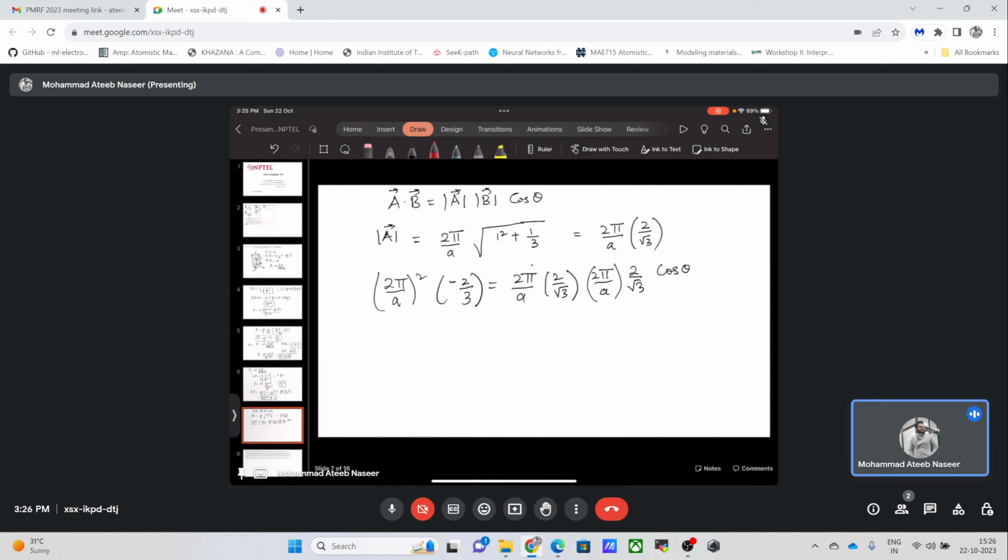The 2 pi by a factors will cancel. The root 3 will go with the 3, one 2 will go with another 2, and we will be left with cos theta equal to minus 1 by 2, or theta equal to cos inverse of minus 1 by 2, or simply theta equal to 120 degrees. So the angle between the vectors A and B is simply 120.